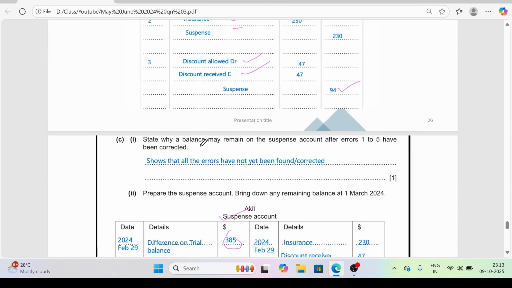Then let's move to the section C. State why a balance may remain on the suspense account after errors 1 to 5 have been corrected. Okay, the answer, it shows that all the errors have not yet been found and corrected. Got it? Because only 3 errors we corrected. Still we have more, right?